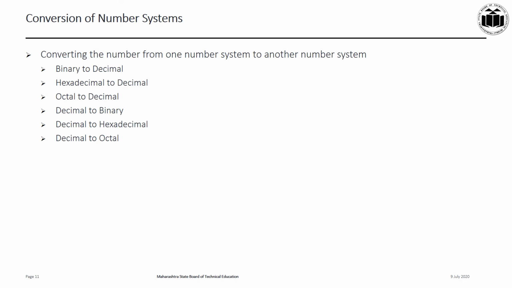Conversion of number systems. As we have talked earlier, the computer understands only the binary number system, but the binary number system has its disadvantages. It requires a very long string of ones and zeros to represent a decimal number. To overcome this problem, there are other numbering systems such as octal number system or the hexadecimal number system. But since the computer understands only the binary number system, it is necessary to learn the conversion of one number system into another. In this presentation, we shall be talking about the conversion of binary to decimal, hexadecimal to decimal, octal to decimal, and vice versa.